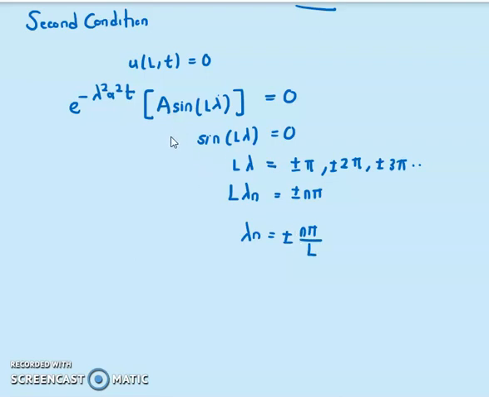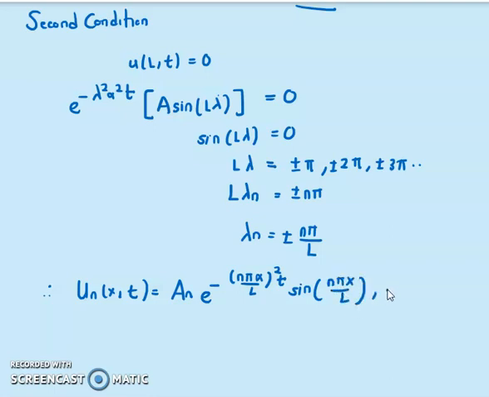So we cannot say a equals 0, but we choose that we will have the solution. So therefore our solution u_n(x,t) equals a_n e to the negative (n pi alpha over L) squared t sine n pi x over L for n equals 1, 2, 3, and so on. Okay, so we can also have the summation sign for this. Okay, in my next video, I will show you how to find the solution for a_n. That's all for today.